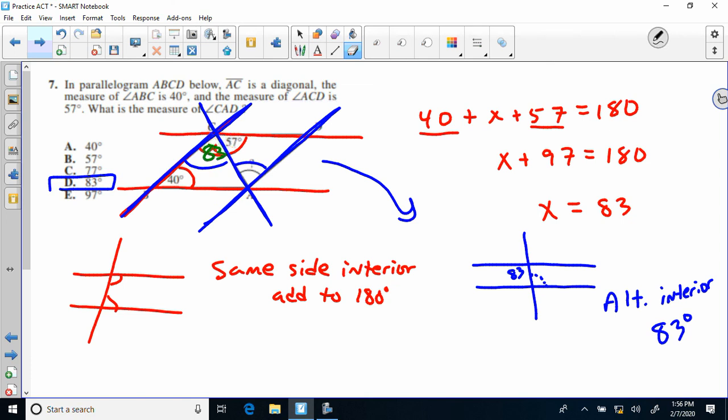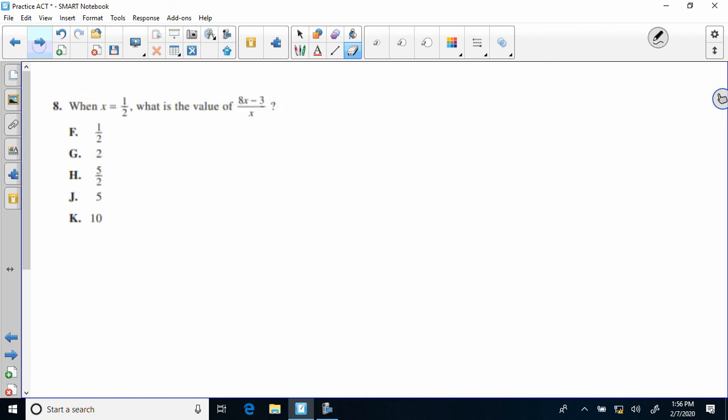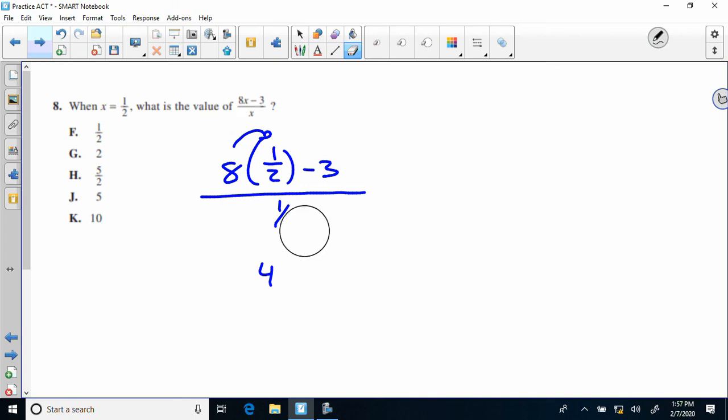Number 8. We good on this one, I hope, people? Number 8 says when x is a half, what is the value of this? So we just plug it in. 8 times 1/2 minus 3 divided by 1/2. 8 times a half is 4, minus 3 divided by a half. Well, 4 minus 3 is 1 divided by a half.